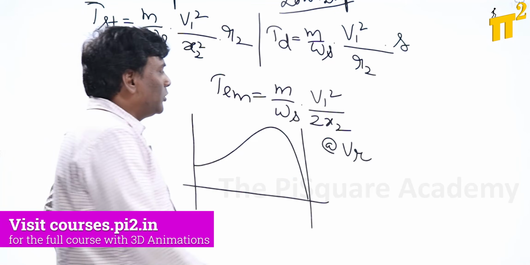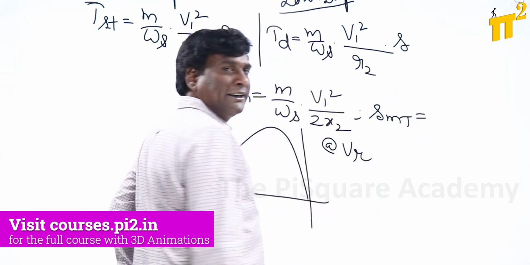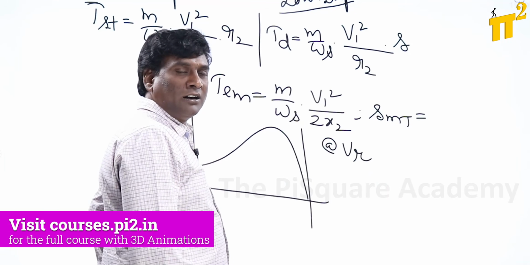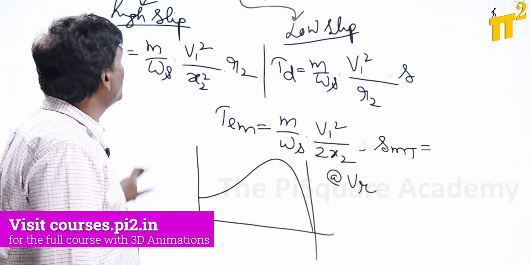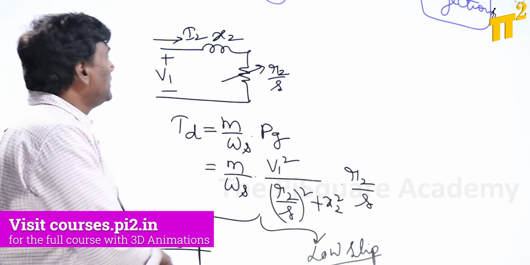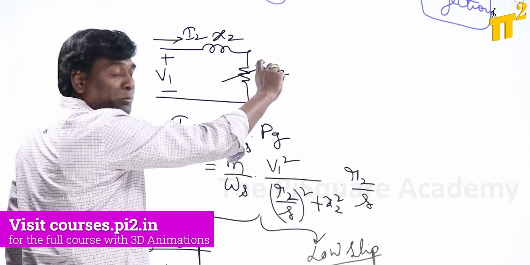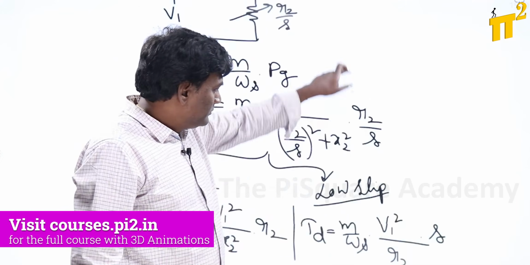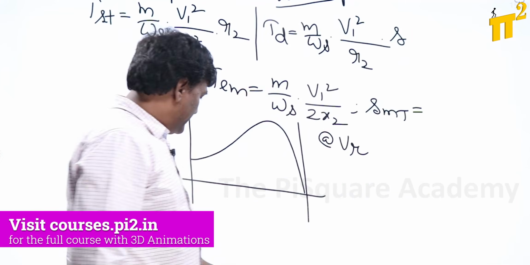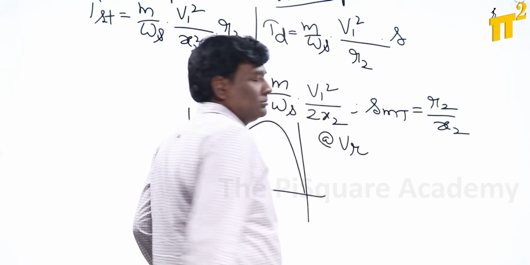At rated voltage, how much will be Smt, the slip at which maximum torque occurs? It is going to be R2 by X2. R2 by Smt should be equal to X2. Let me show you once such that you will remember. R2 by Smt, this particular term should be maximum, in the sense R2 by Smt should be equal to X2. That's it. Smt is going to be R2 by X2.